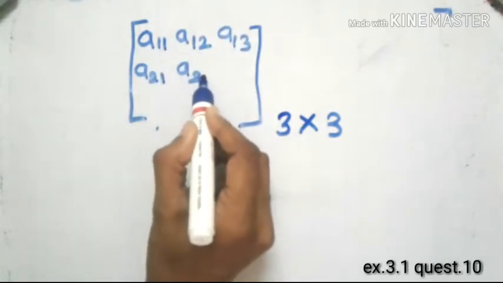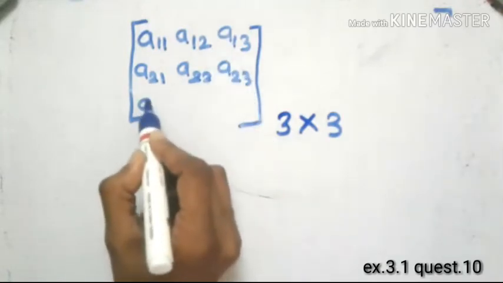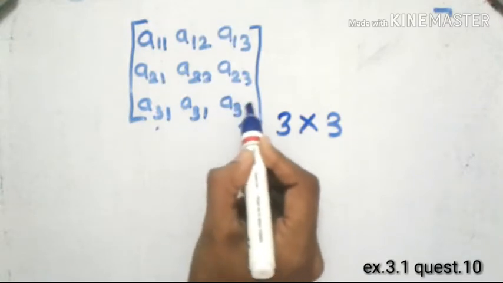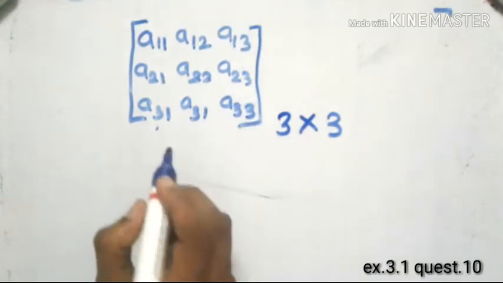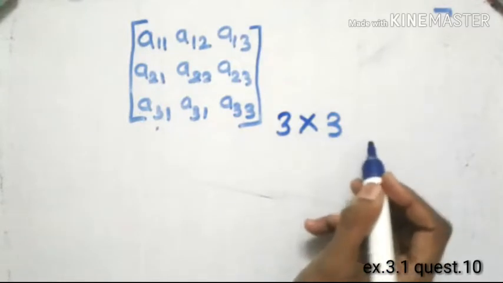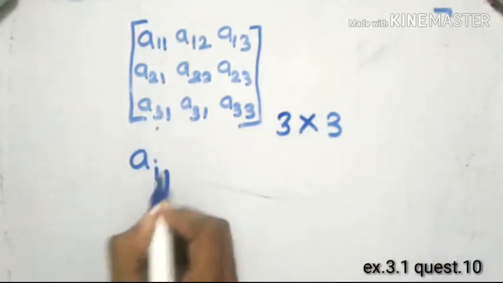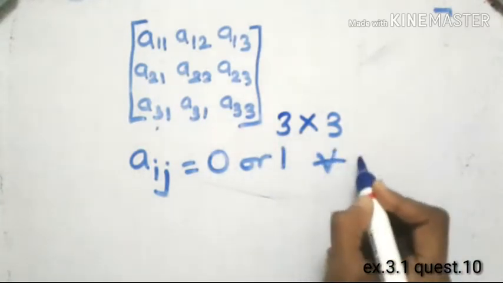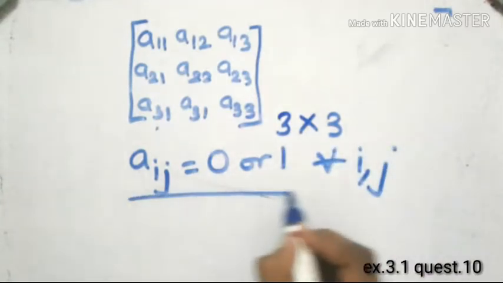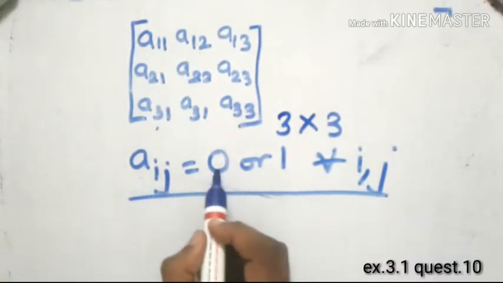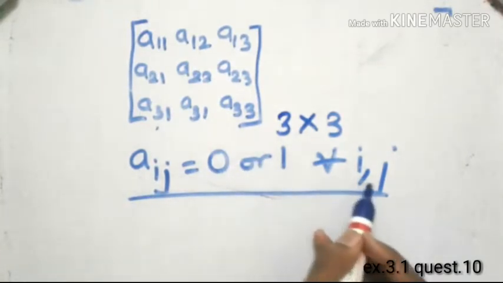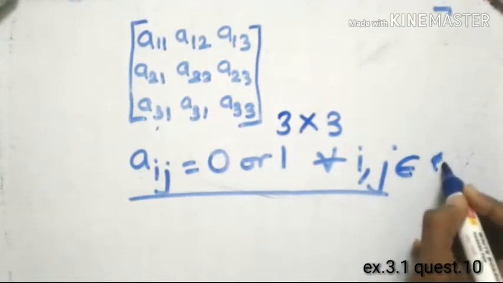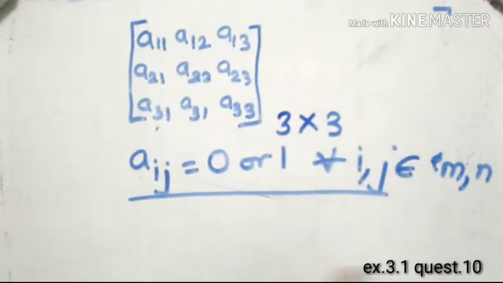This is a general form of a matrix. I don't know what the exact elements are, but I do know the data that is given is that this is 3 by 3 and the matrix elements are going to be either 0 or 1 for all i and j. So I've just written this mathematically. Aij is either 0 or 1 for all ij belonging to maybe the number of rows and number of columns.